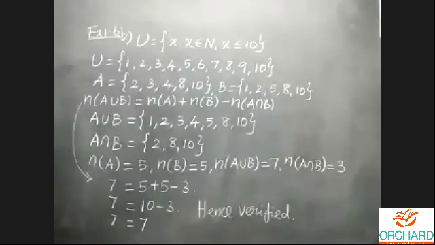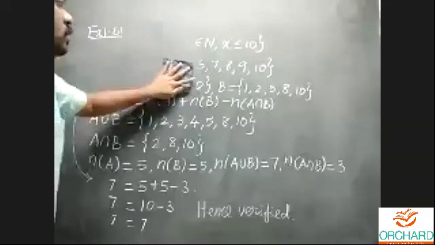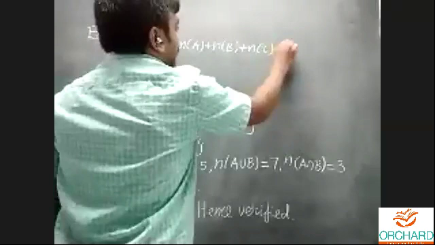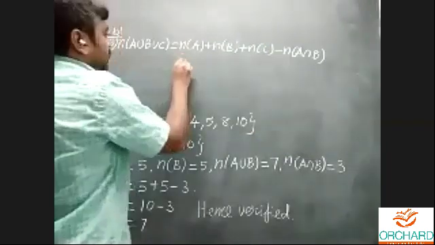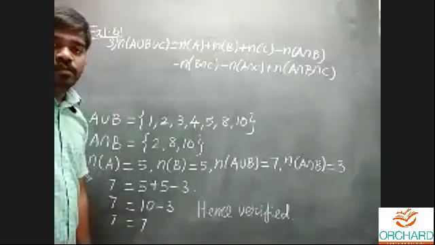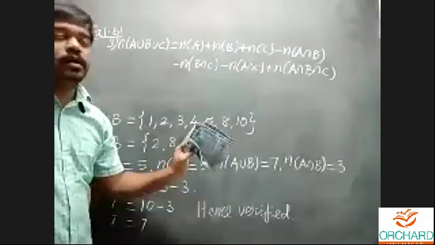Okay, fine. I'll tell you the idea for the third problem. N of A union B union C is equal to N of A plus N of B plus N of C minus N of A intersection B minus N of B intersection C minus N of A intersection C plus N of A intersection B intersection C. We'll identify everything separately. Yes, this is the union of the three sets formula.